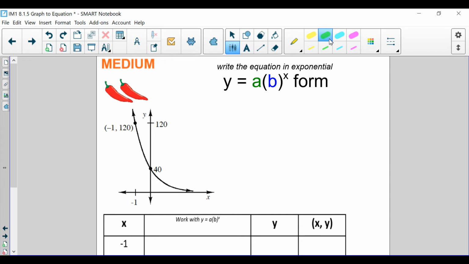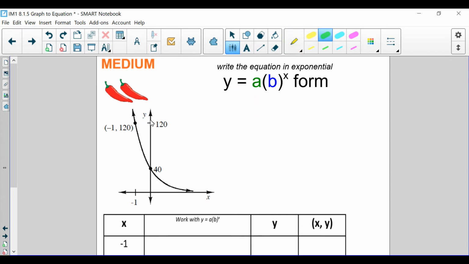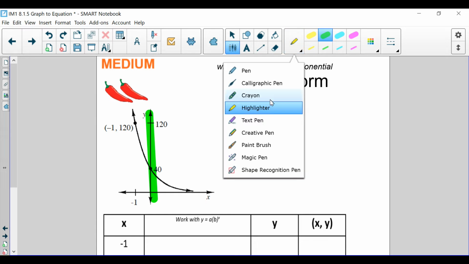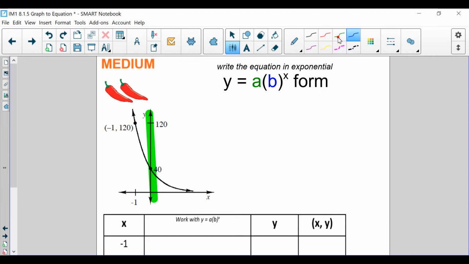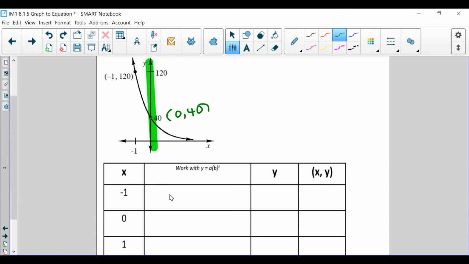Like I mentioned before, a great thing to do in noticing patterns on a graph is noticing the y-intercept. And what do we notice the y-intercept is going to be? Well, in this case, we're going to notice that this is 0.40. Since that's 0.40, we go from -1, 120 to 0.40. So I'm going to just go ahead and write that on the table to see what we notice.